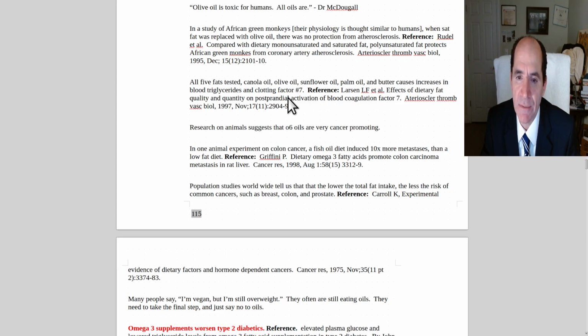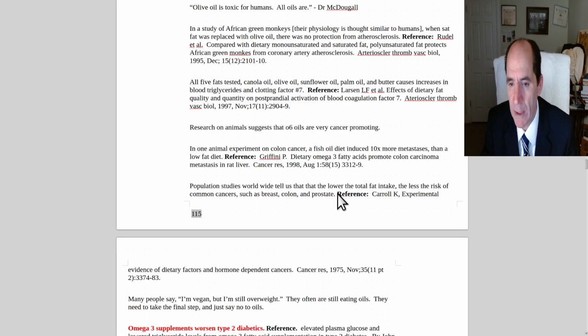All 5 fats tested, canola oil, olive oil, sunflower oil, palm oil, and butter, cause an increase in blood triglycerides and clotting factor number 7. So they're all prothrombotic, and they're increasing triglycerides, so they're atherogenic. And atherosclerosis is a blood clot, so they're all atherogenic. Research on animals suggests that omega-6 oils are very cancer-promoting. And this was a study with fish oil, omega-3 oils. In one animal experiment on colon cancer, a fish oil diet induced 10 times more metastases than a low-fat diet. So here's the paper. Dietary omega-3 fatty acids promote colon cancer metastases in a rat liver.